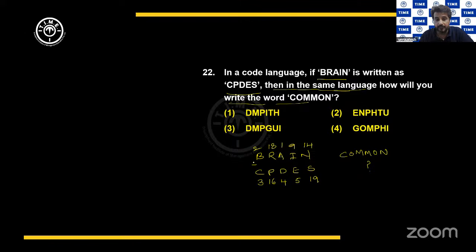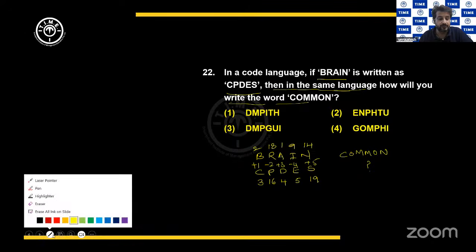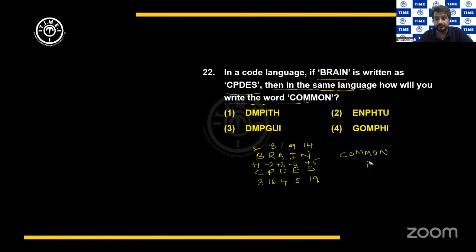So 2, 3 plus 1. 18, 16 minus 2. 1, 4 plus 3. 9, 5 minus 4. 14, 19 plus 5. So plus 1, minus 2, plus 3, minus 4, plus 5. Now go ahead with common. The given word is common. Now C is 3, so plus 1: 3 plus 1, 4, that is D. So my answer should start with D. Choice 2 and choice 4 are ruled out.